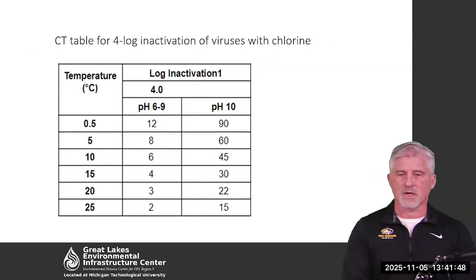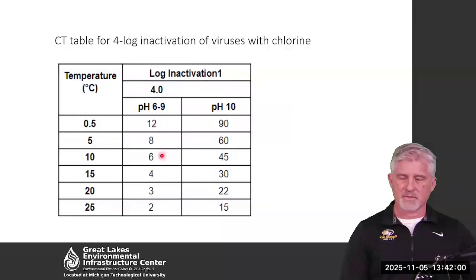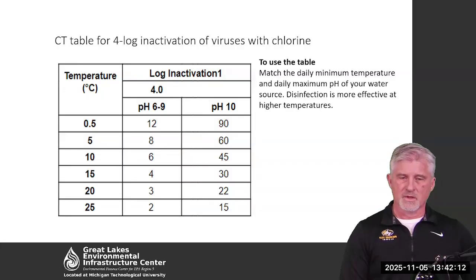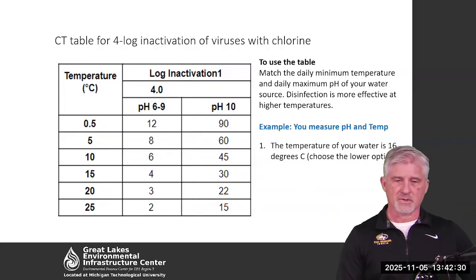So this is a CT table for 4 log inactivation of viruses with the addition of chlorine. One thing I want to note on here is that these are the temperatures, and this is the amount of time that's required. So you can see that at higher temperatures, there's less time required. That's just indicative of the fact that chlorine is more effective at higher temperatures. So on this table, we're going to match the daily minimum temperature from this column with the daily maximum pH, these 2 columns, and it'll give us the inactivation that we're looking to achieve.